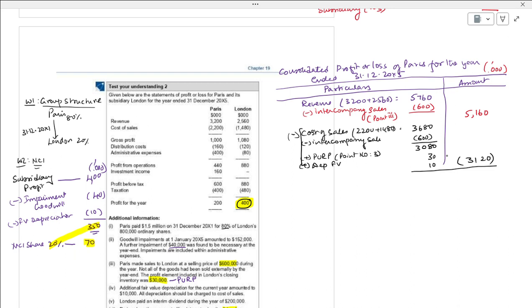Are you clear about this cost of sales? What happened?